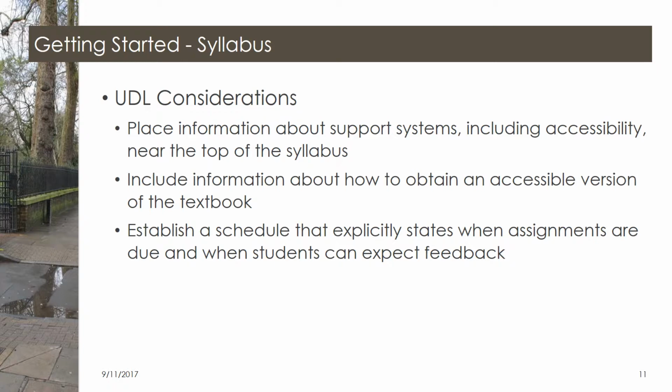The syllabus is another obvious place to consider in getting started with UDL. For example, don't consider accessibility an afterthought. Place information about support systems, including accessibility, near the top of the syllabus. Include information about how to obtain an accessible copy of the textbook with the information on the textbook. Establish a schedule that explicitly states when assignments are due and when students can expect feedback, both summative and formative. Again, I wish to stress that we are not covering the full scope of UDL design. I selected a couple of elements that are relatively quick fixes.